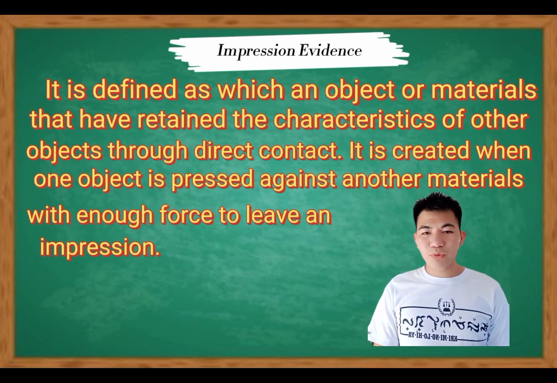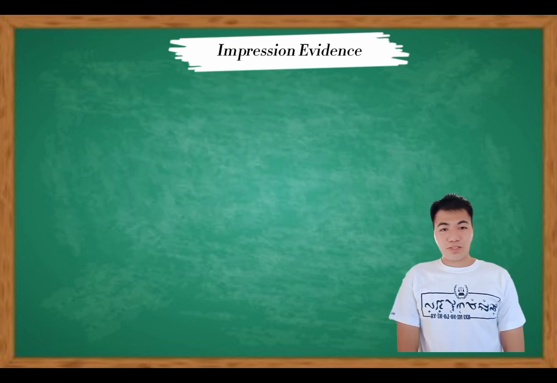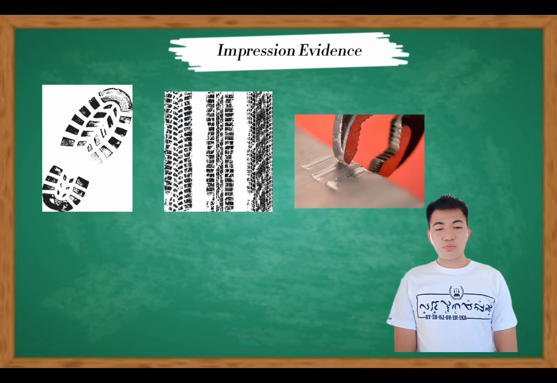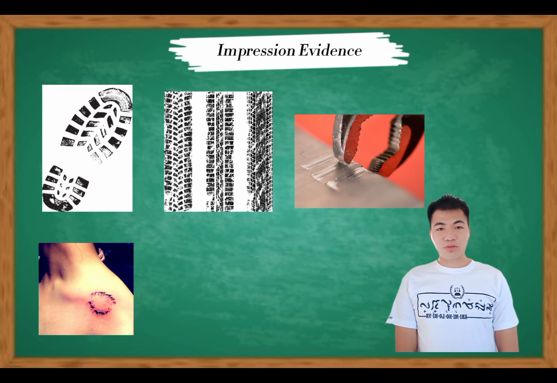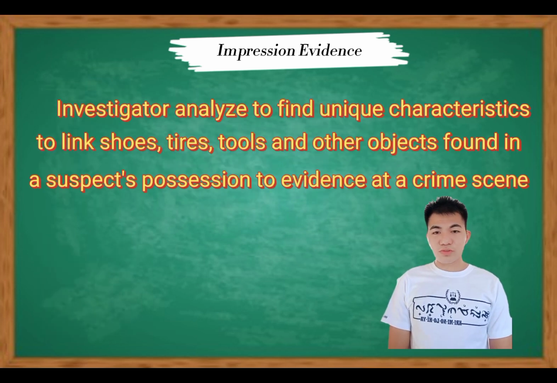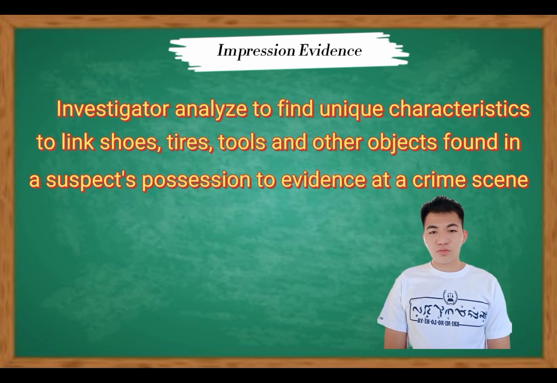The quality of the impression depends on the object making the impression and the surface condition, such as how hard or soft it is and what type of material it is. Examples of impression evidence are shoe prints, tire marks, tool marks, bite marks, and even marks on a fired bullet. The investigator analyzes them to find unique characteristics to link shoes, tires, tools, and other objects found in a suspect's possession to evidence at a crime scene.